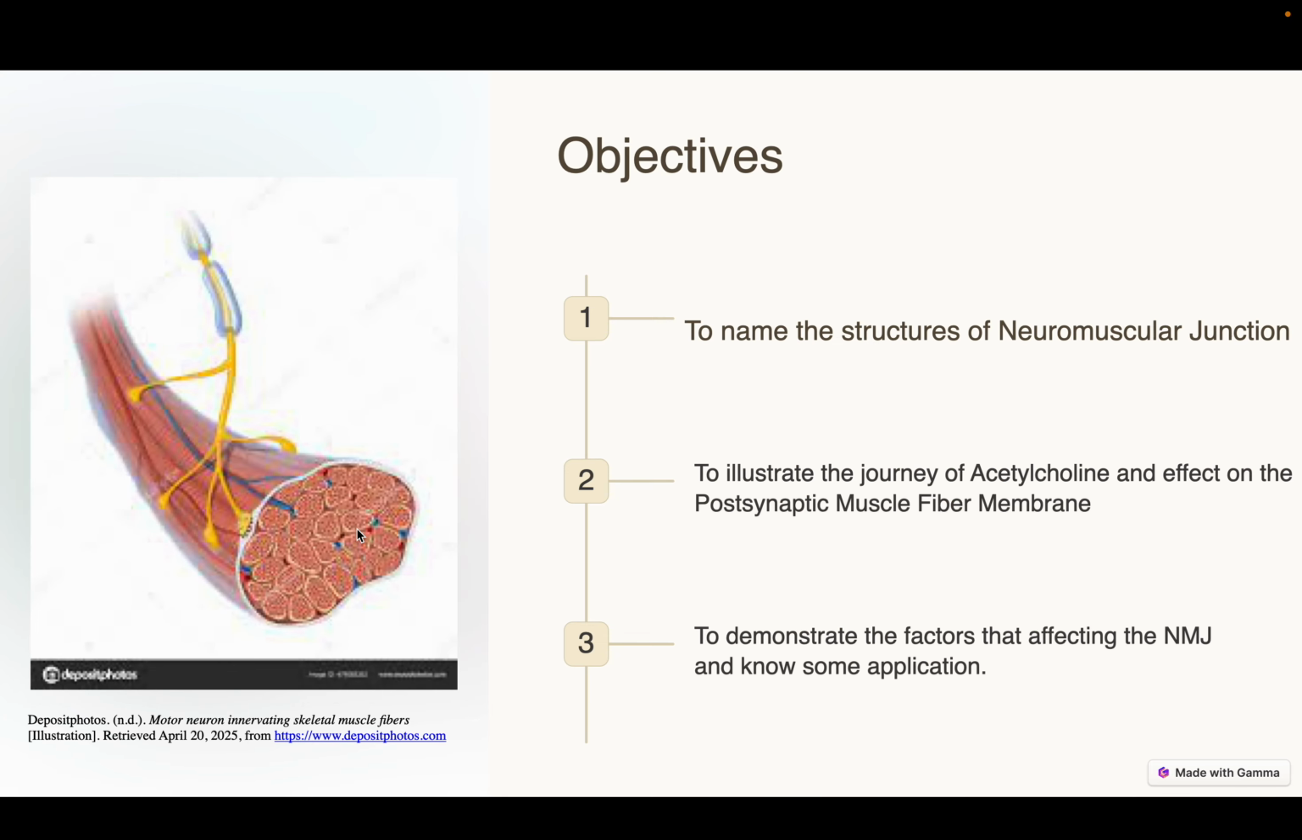These are the objectives of today. We're going to name the structures of the neuromuscular junction and follow acetylcholine from the pre- to the post-synaptic muscle. And lastly, to demonstrate the factors affecting the neuromuscular junction and some nowadays applications.